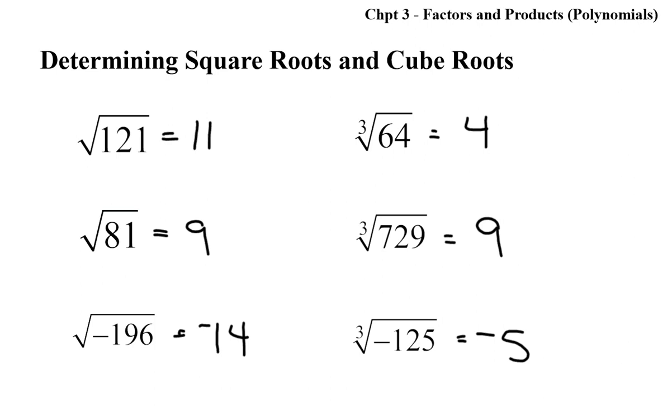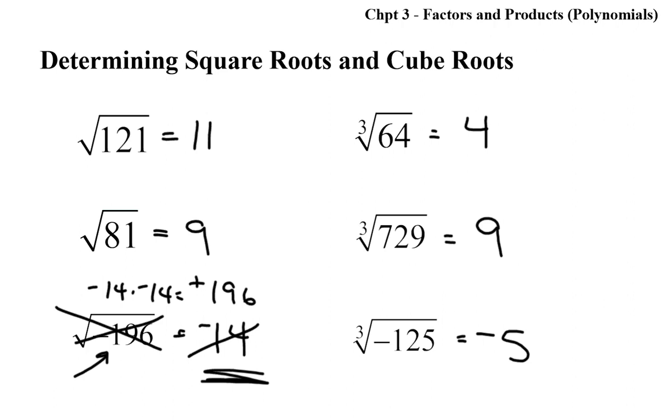And that's the fact here. We cannot square root a negative. Negative 14 times negative 14 is positive 196. We cannot square root a negative, so it's not possible. Everything else is okay except for that one. You need to be familiar with these.